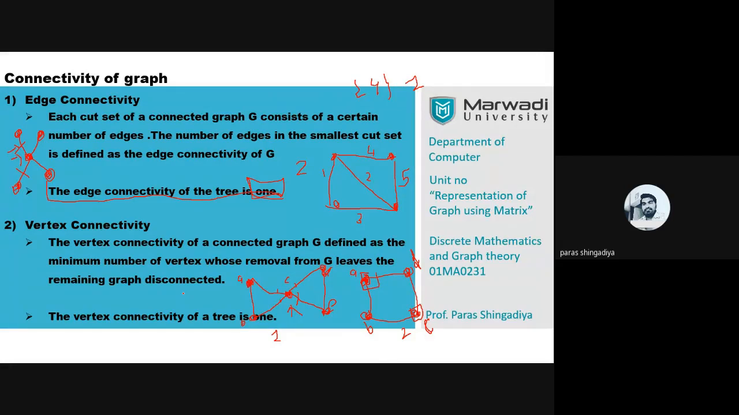Okay. So here two graphs are mentioned. The first graph includes 5 vertices and the second graph includes 4 vertices. So in the first graph, what is the vertex connectivity?